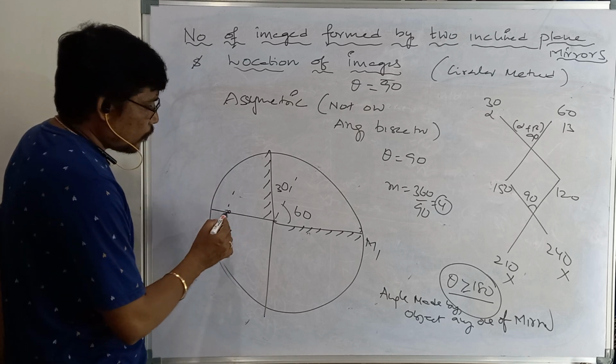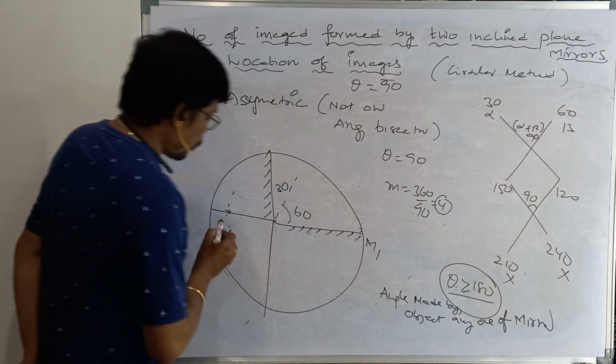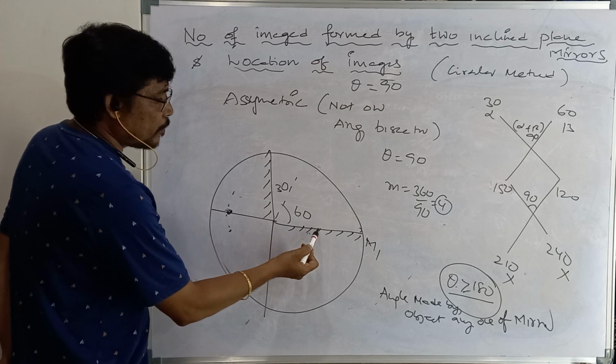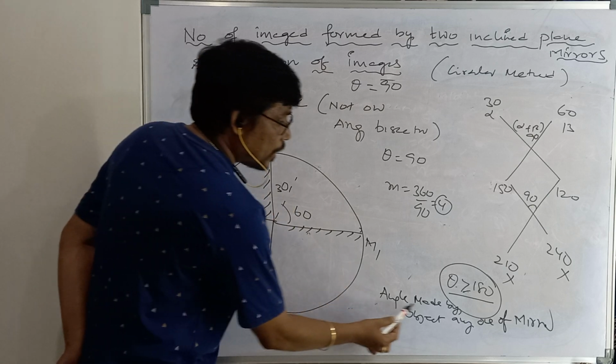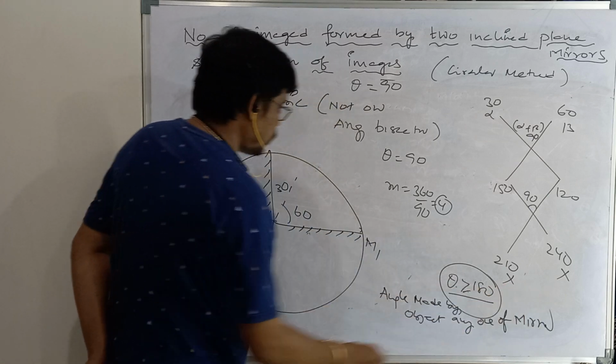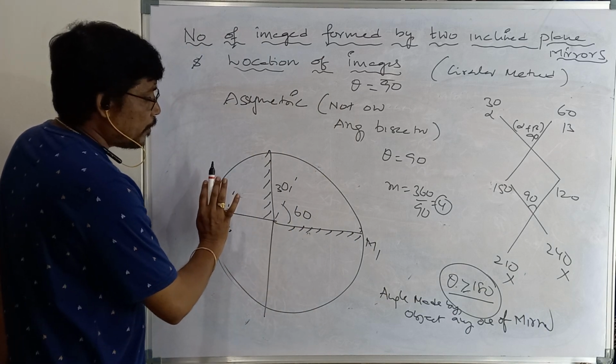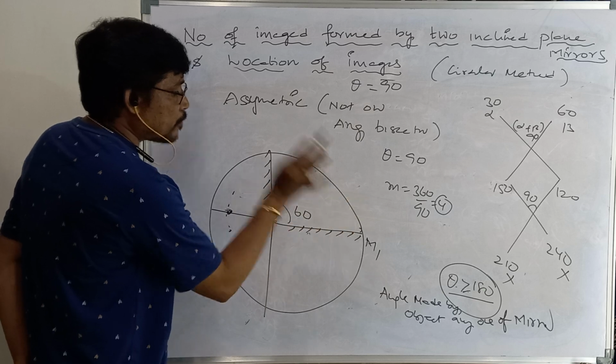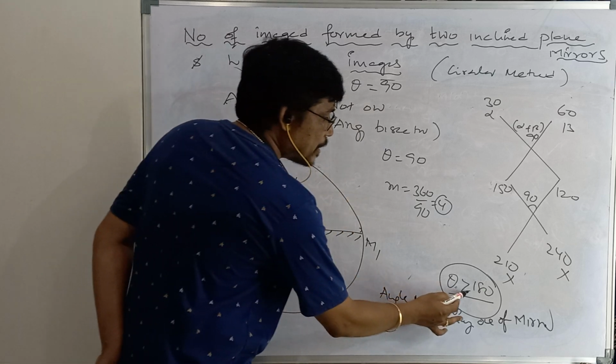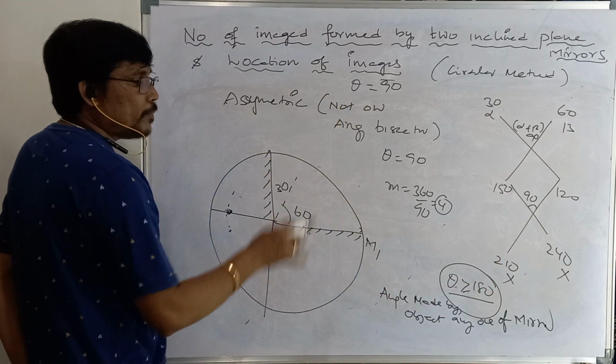See, if theta is greater than or equal to 180, suppose the object is here and the mirror is here. What is the angle made by the object with any one of the mirrors? I am considering this mirror. The object is here, so if light is formed, it does not reflect on this mirror. So when theta is greater than or equal to 180, no images are formed.